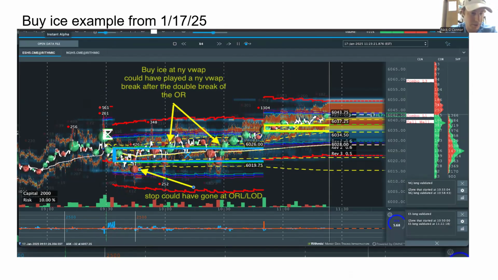We had about, you look down here, you can see, I don't have it marked here, but it was about 3,000 buy ice. And so what you could have done with this information is say, okay, there's a big player, 3,000 buy ice at New York VWAP, and they seem to be defending their position because we get a low, higher low, higher, and then basically an equal low. And then we go to the upside for about 20 points.